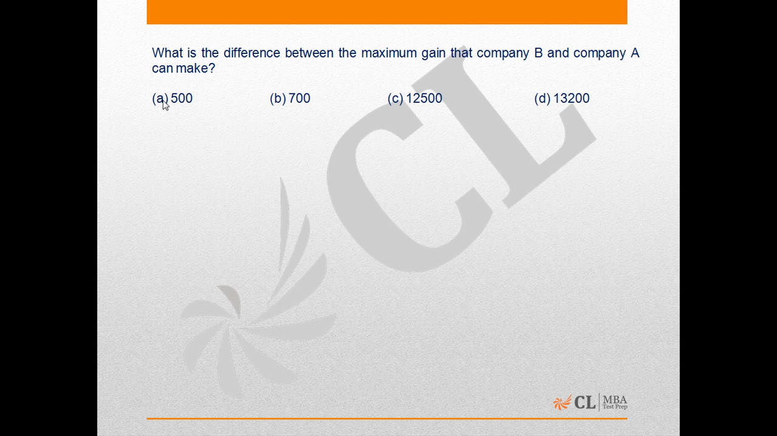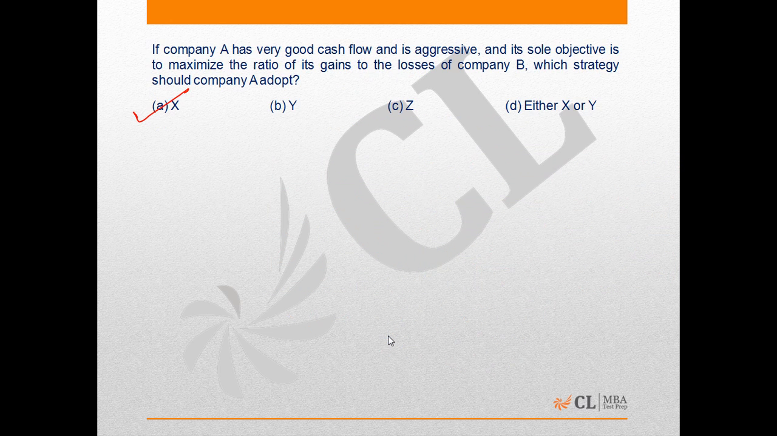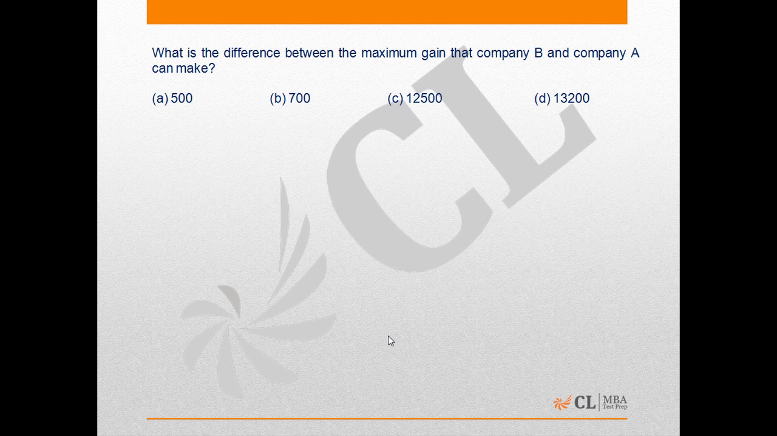In this question, it is asking what is the difference between the maximum gain that Company B and Company A can make. From the table, it can be seen that the maximum gain that Company A can make is 4,500 and the maximum gain that B can make is 5,000. So the absolute difference between these two figures would be 500. Therefore, option A is the correct answer.